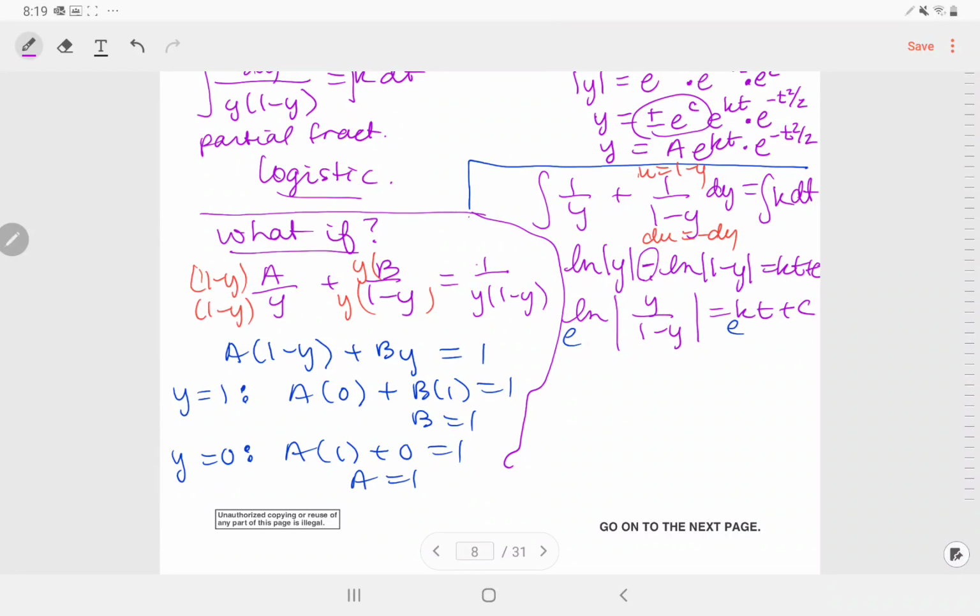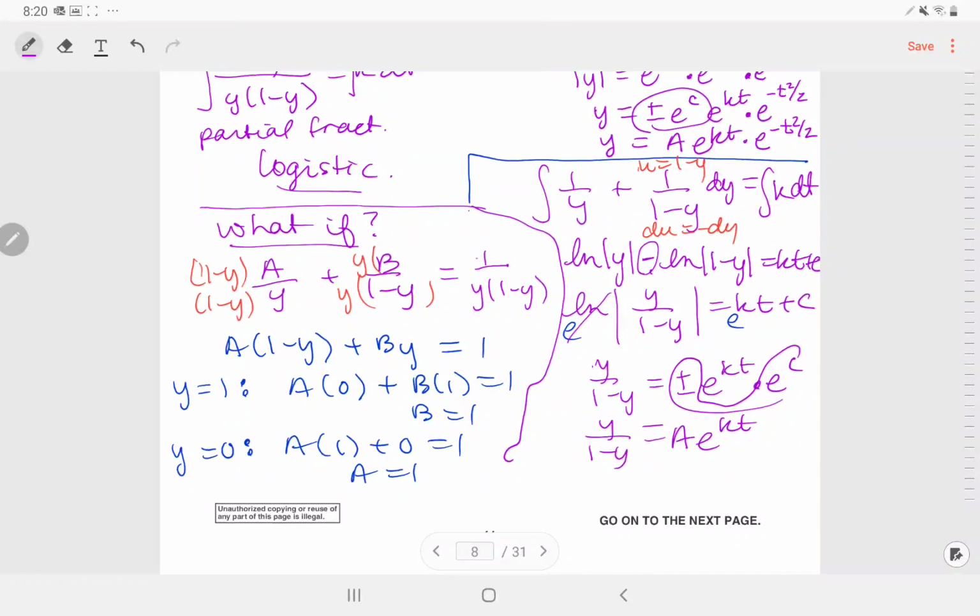Those cancel, and you get y over 1 minus y equals plus or minus e to the kt times e to the c, which would be a e to the kt. So y over 1 minus y equals a e to the kt. And then they want you to solve for y. So y equals a e to the kt times (1 minus y), which would be y equals a e to the kt minus a e to the kt times y. Then you bring the y's to the same side, so y plus y a e to the kt equals a e to the kt.